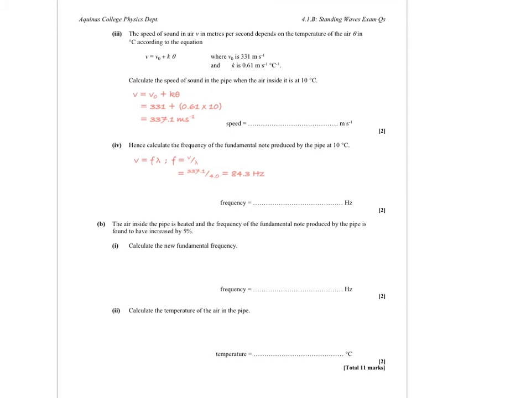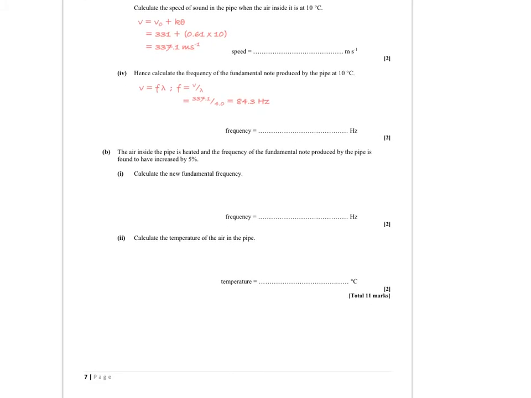In part B, we're told that the air inside the pipe is heated and the frequency of the fundamental note produced by the pipe is found to have increased by 5%. So we need to work out the new fundamental frequency first of all, so that's just 84.3 times 1.05, and that gives us 88.5 hertz. And then calculate the temperature of the air in the pipe.